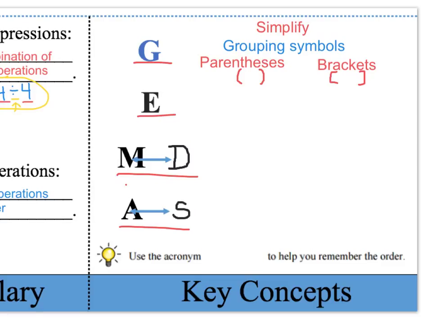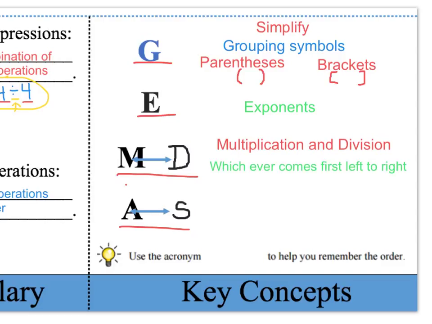The E stands for exponents. So the second thing that we should work on after using the grouping symbols is to simplify any exponents in our numerical expression. The M and the D would be the next items to do, which mean multiplication and division. So when you come across a problem that has a multiplication and division symbol in there, you want to make sure you complete the one that comes first, left to right. If multiplication comes first, left to right, then do multiplication first. If division comes first, left to right, then do the division first.